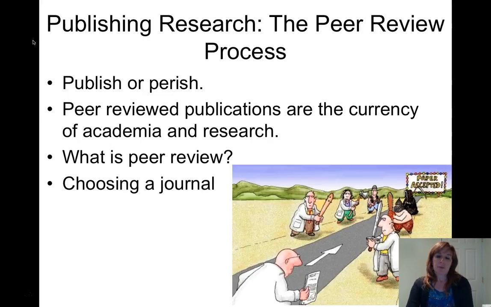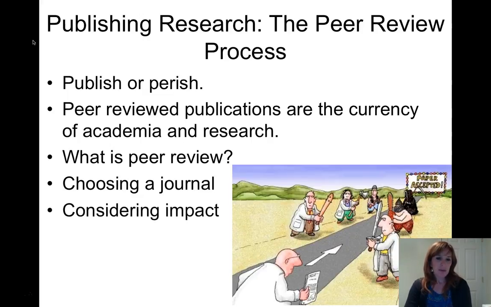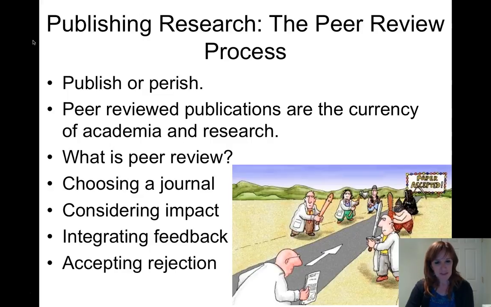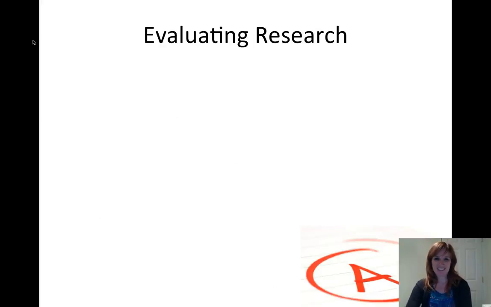And so a big part of that process is often choosing a journal and deciding who your audience is going to be, thinking about how wide-reaching the impact will be if you publish in that particular journal, being able to integrate feedback, which we'll do a lot of over the course of this semester. And for those of us who submit a lot, being able to accept rejection is a challenge.